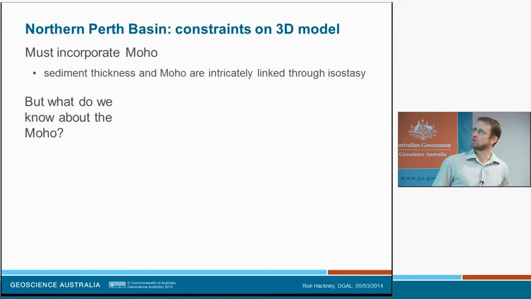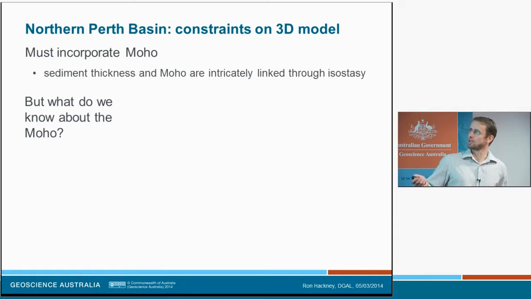The other uncertainty is the Moho. If we're going to look at a crustal model like this, we really have to incorporate the Moho, because the Moho and the sediment are all intricately linked through isostasy. Isostasy is the same basic concept as what governs how much of an iceberg is below the surface of the ocean compared to what's sticking up above it.